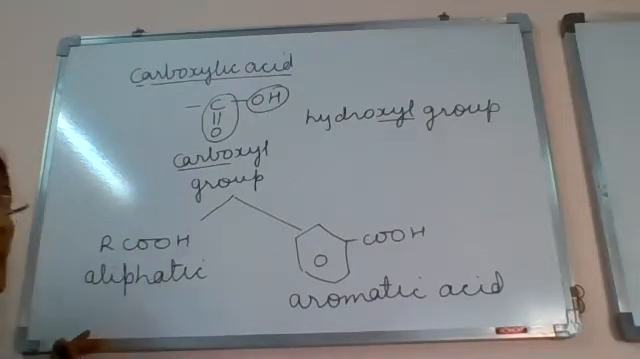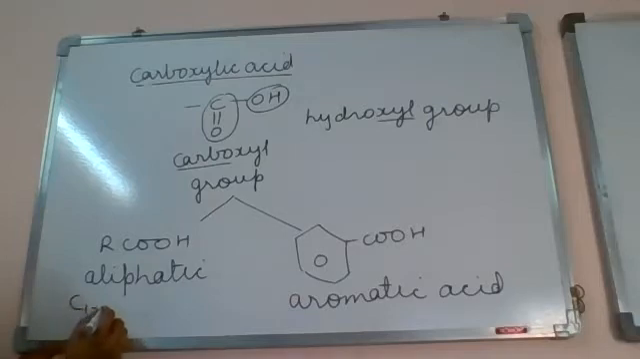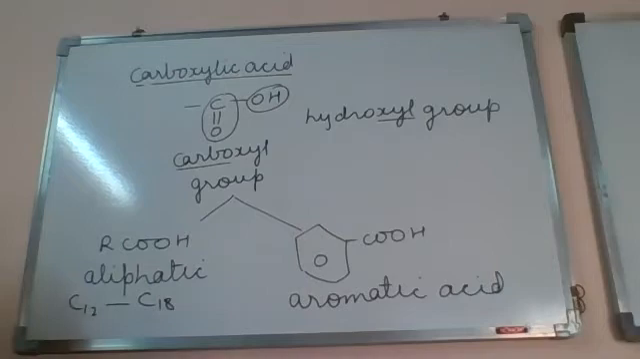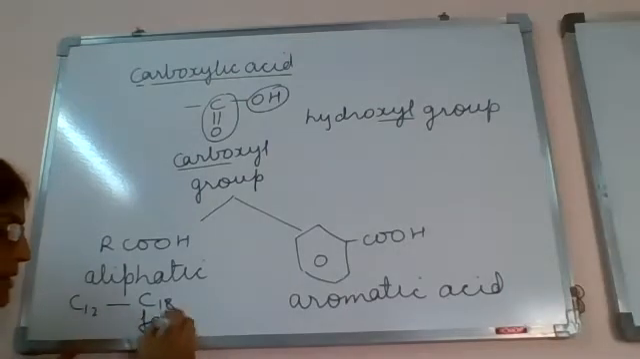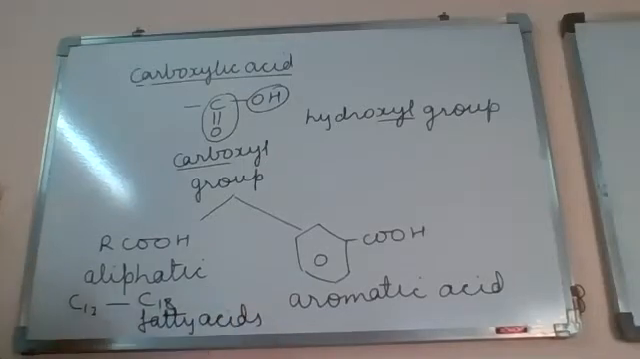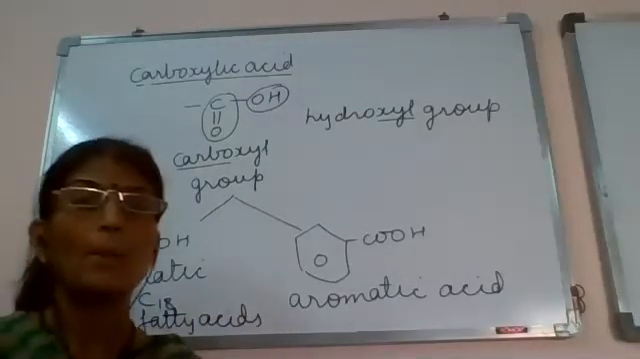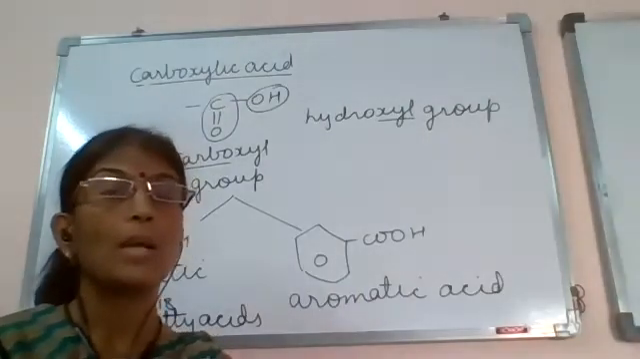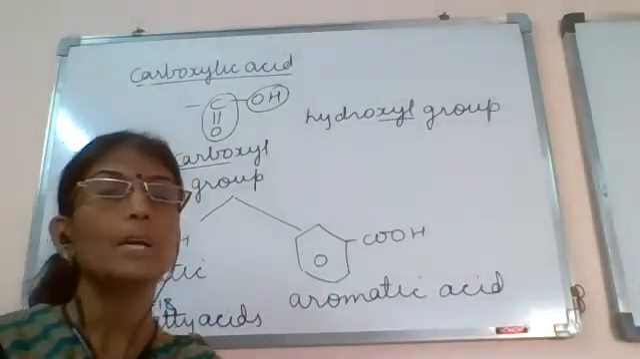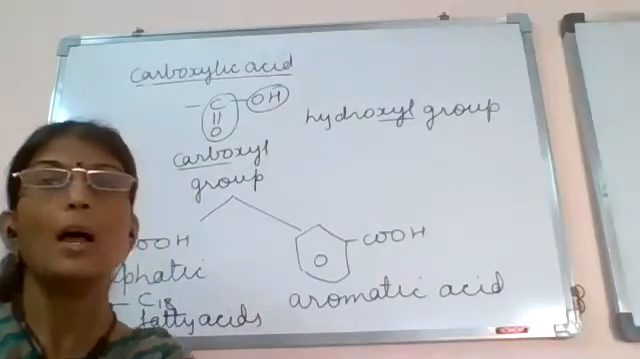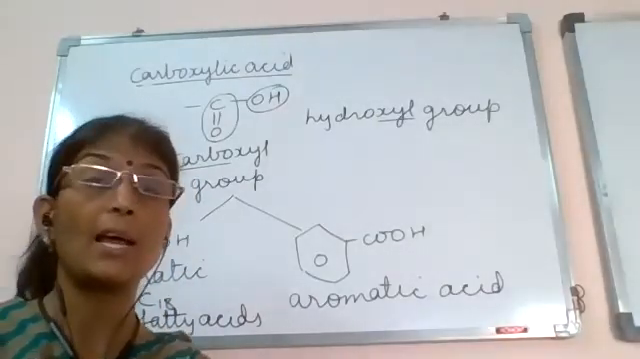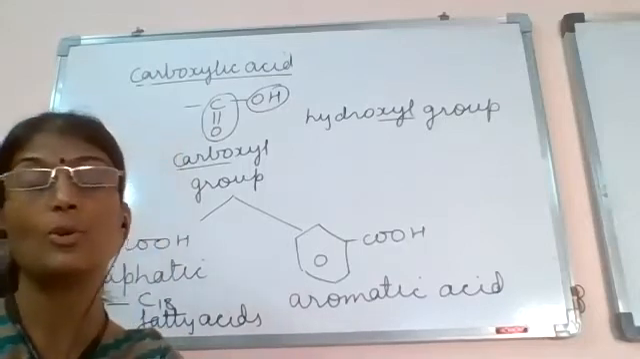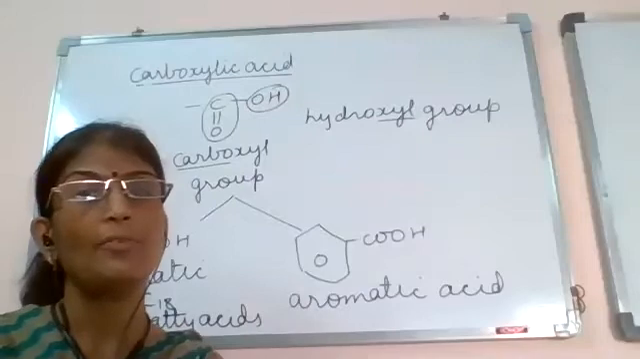If we have high carbon atoms like C12 to C18, total carbon atoms C12 to C18, then they are known as fatty acids. So fatty acids are the compounds in which total carbon atoms present are C12 to C18. Meaning more number of carbon atoms, higher carbon atoms are there, then such aliphatic acids are known as fatty acids. They are solid generally.